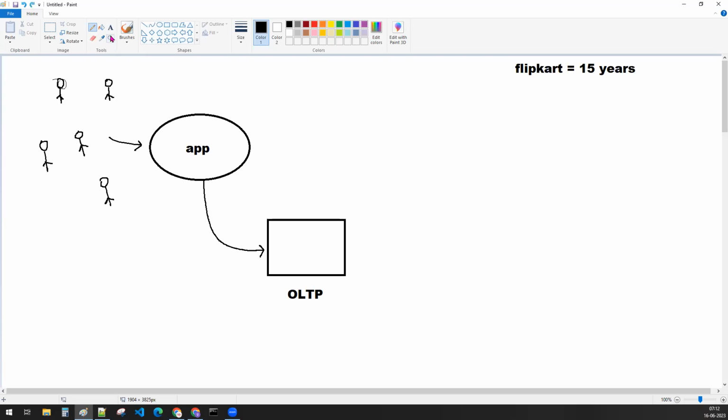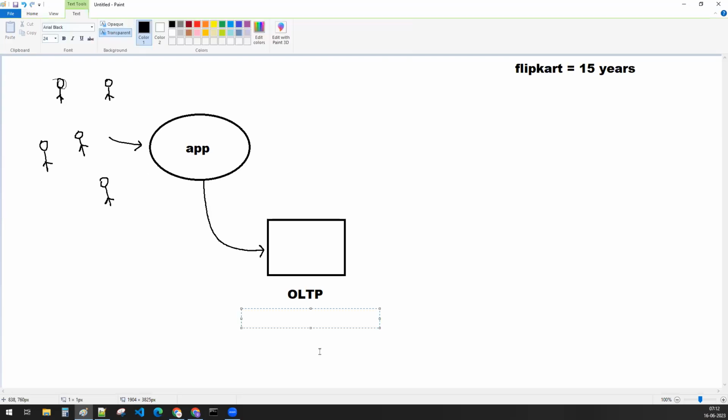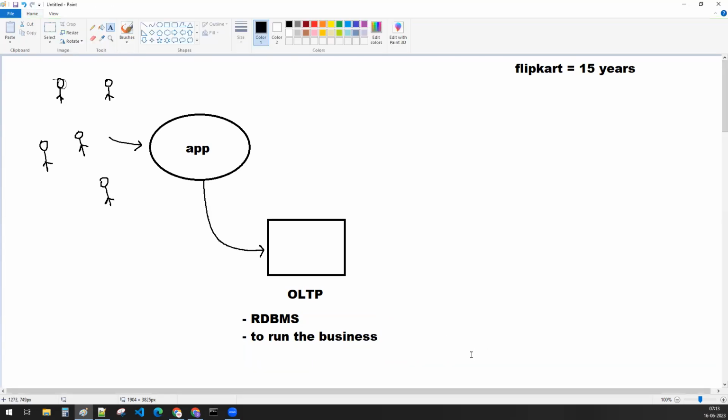OLTP, people also call it an RDBMS, a Relational Database Management System. The main purpose of the relational database management system is to run the business, because if you do not have this OLTP, your application is not supported by any OLTP. Your application does not have any backend, so the application does not get any data to show information to the users. So this is what happens.